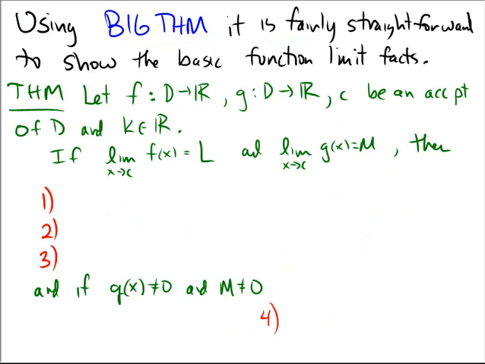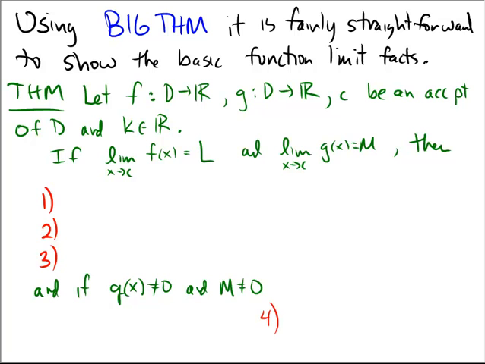Okay, now, using the big theorem, it is fairly straightforward to show the set of limit facts that you're used to from a typical calculus course. If f is a function and g is a function, let C be an accumulation point just to make sure our domain has enough points in it that are getting close to this one. And if k is any real number, if we define the limit as x approaches C of f of x to be L, and the limit as x approaches C of g of x to be M, well then you get a few things for free, right?